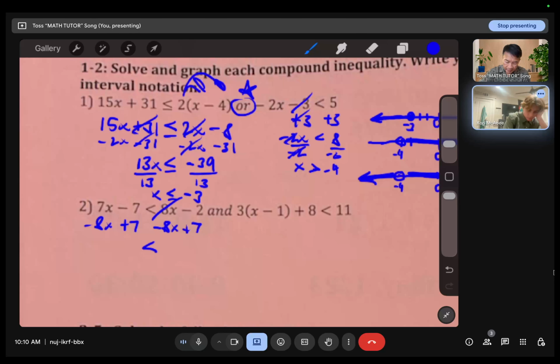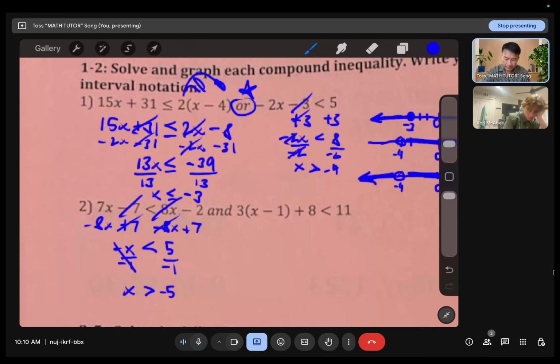So 0, that cancels. You're just left with 5 on this side. This cancels. You're left with -x on this side. 7x minus 8x. Yes, and then you divide both sides by -1, or multiply, it doesn't matter. But everyone does the dividing. When you divide or multiply by a negative, you flip the arrow. So it becomes a -5 here.